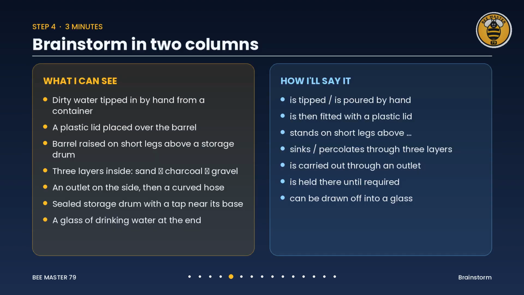Now brainstorm in 2 columns. On the left, list only what you can actually see. On the right, decide in advance how you will say it. Water tipped in by hand. A plastic lid fitted on top. A barrel raised on short legs above the drum. 3 layers, sand, then charcoal, then gravel. An outlet and a curved hose. A sealed drum with a tap. And finally, a glass of drinking water. Doing the language column before you write is what stops you repeating the word "then" 5 times.